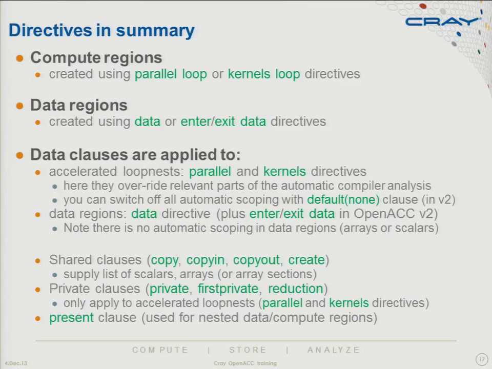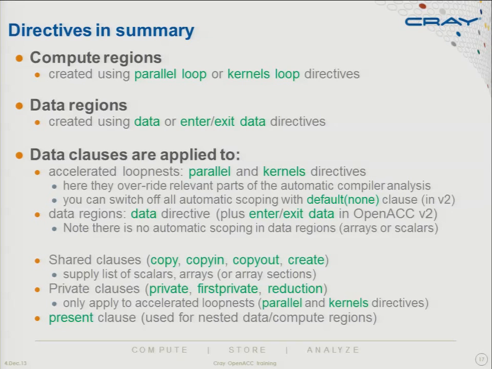In OpenACC 2, there's a default none. If you really want the compiler to do nothing, and you do everything by hand explicitly, because that's the way you like to work, you can say default none, and then you have to specify everything. In OpenACC 1, they didn't have this, and people said it would be very useful. So this is in there now. It's up to you. You can either use this and do everything by hand, or you can use the automatic scoping and then check it and correct what you need to. But there's no automatic scoping in data regions. You have to do it.